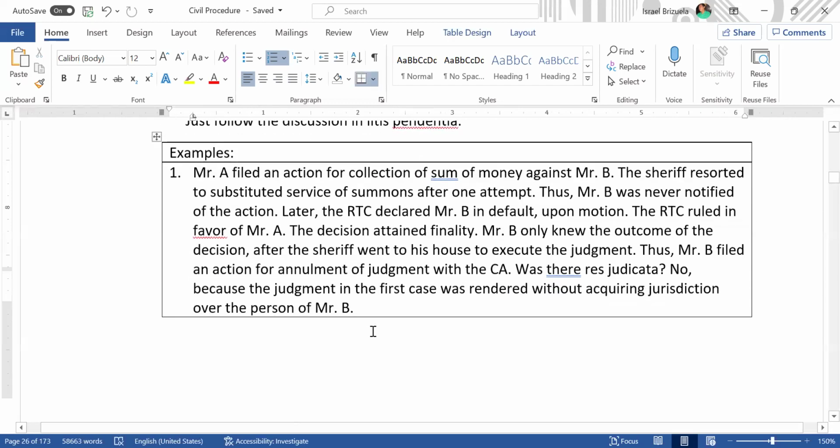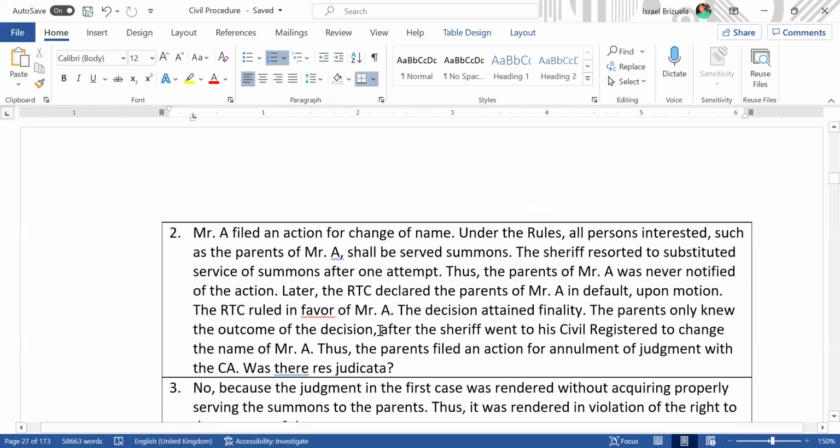Same example. Mr. A filed an action for change of name under the rules. All persons interested, such as the parents of Mr. A, were served summons. The sheriff resorted to substituted service of the summons after the attempt. Thus, the parents of Mr. A were never notified of the action. Later, the RTC declared the parents of Mr. A in default upon motion. The RTC ruled in favor of Mr. A. The decision attained finality. The parents only knew the outcome of the decision after the sheriff went to the civil register to change the name of Mr. A. Thus, the parents filed an action for annulment of judgment with the CA.